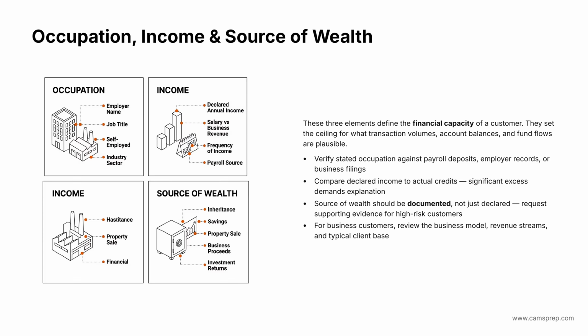Occupation, income, and source of wealth. These three elements define the financial capacity of a customer. They set the ceiling for what transaction volumes, account balances, and fund flows are plausible. Verify the stated occupation against payroll deposits, employer records, or business filings. Compare declared income to actual credits flowing into the account. Significant excess demands an explanation.